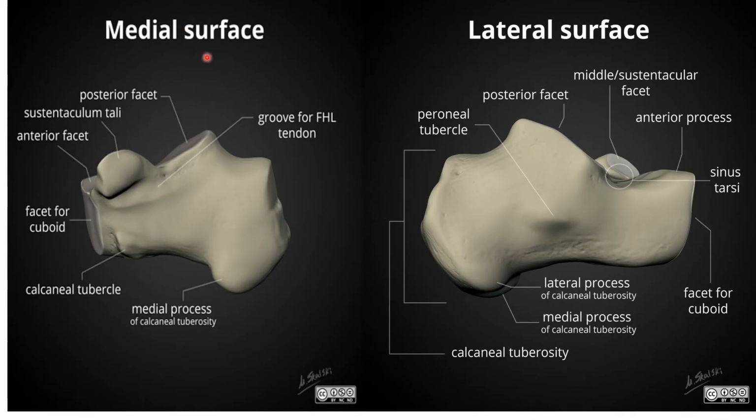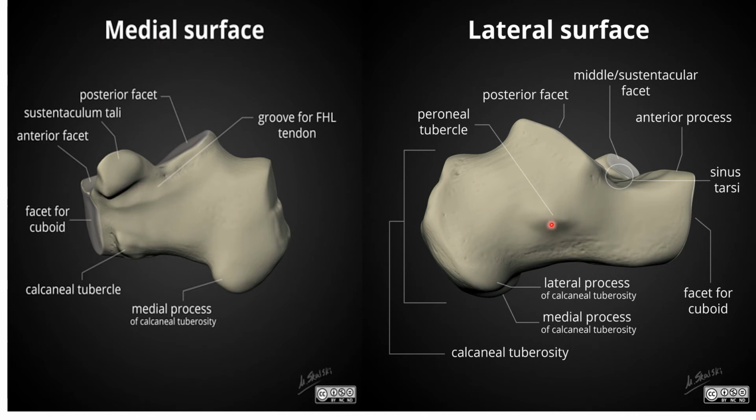In this slide we can make out two surfaces. The lateral surface shows the peroneal tubercle, or the peroneal trochlea, or the fibular trochlea. These are the lateral and medial processes of the calcaneal tuberosity in the inferior surface. Then on the medial surface we can make out one prominent projection, that is the sustentaculum tali. So this is how we distinguish the medial and the lateral surface.